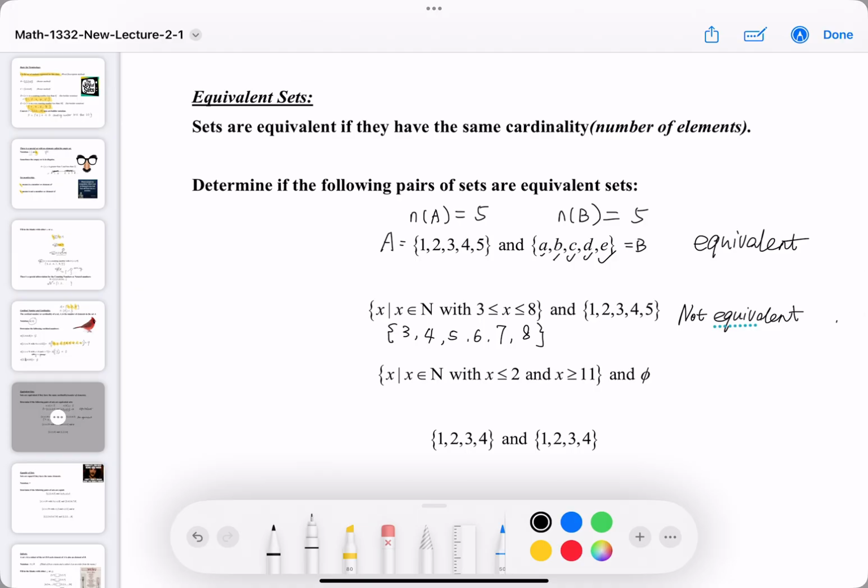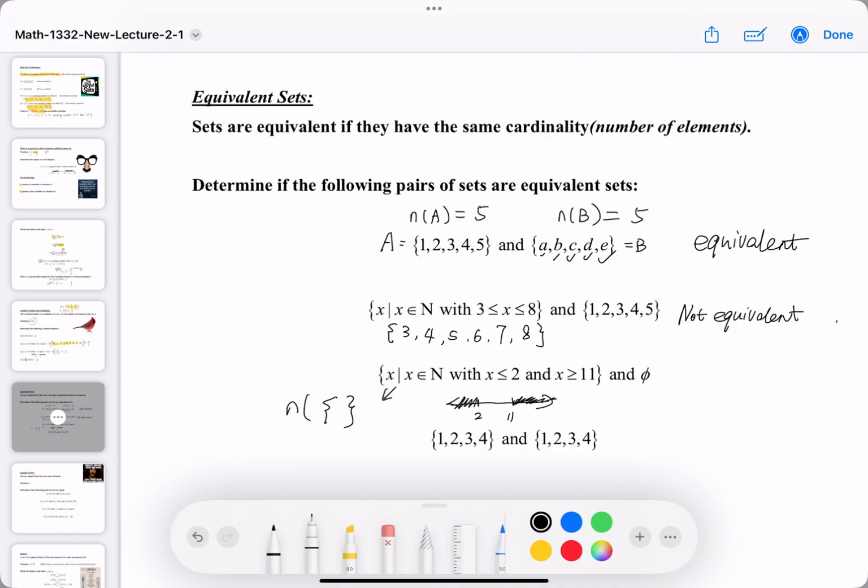Let's see the next one. For all of the x that is an element of the natural numbers with x less than or equal to 2 and x greater than or equal to 11. Let's draw a number line. I don't have a number that is less than 2 and at the same time greater than or equal to 11. So the first one is an empty set, nothing inside of the braces. We can also say it's phi.